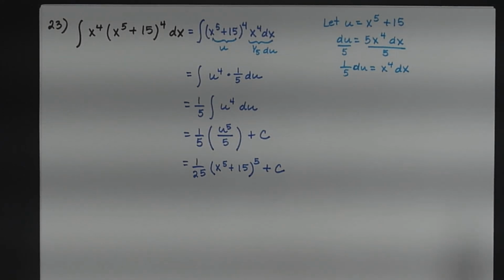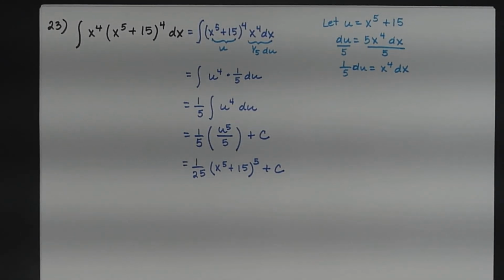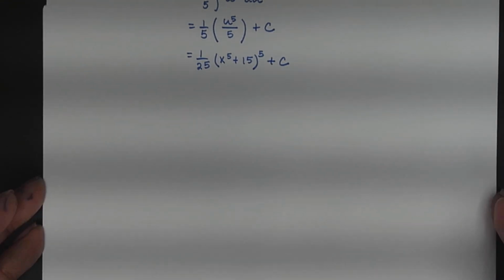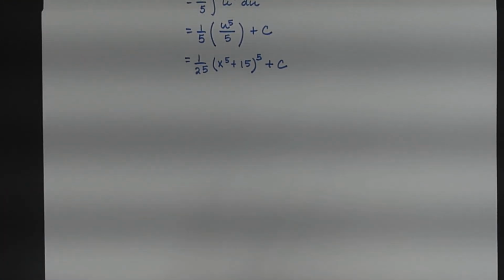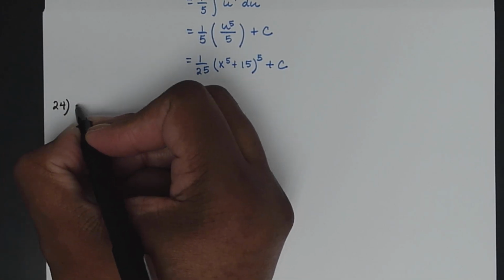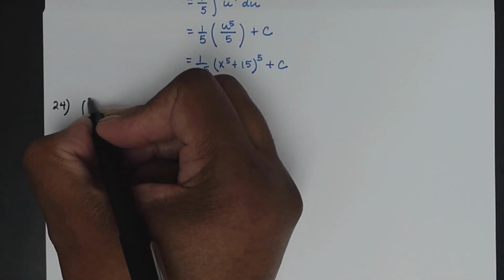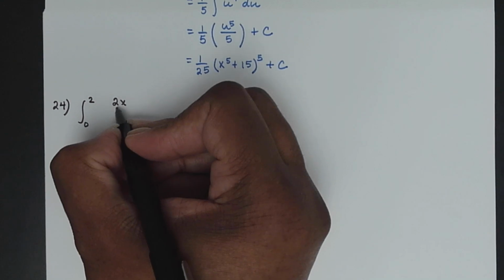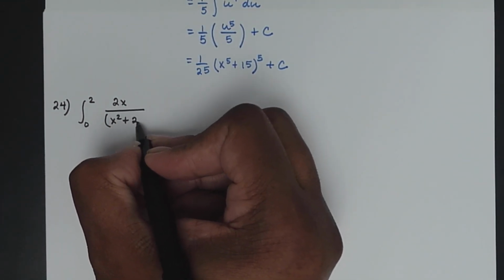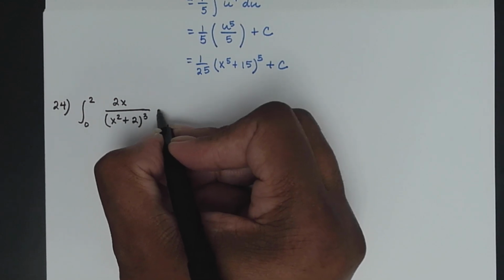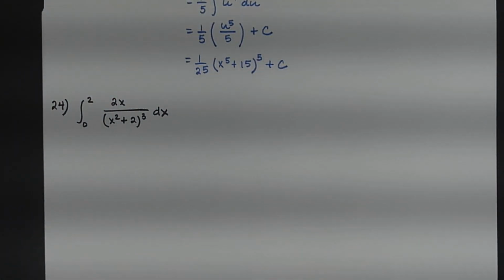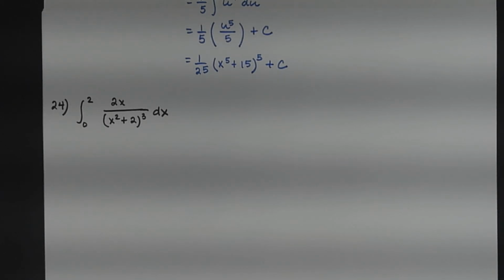And finally, problem number 24 is a definite integral. So we're going to be using change of variables for this one. The integral from 0 to 2 of 2x divided by the quantity x squared plus 2, raised to the 3rd, dx. All right, let's see what we can do with that one.